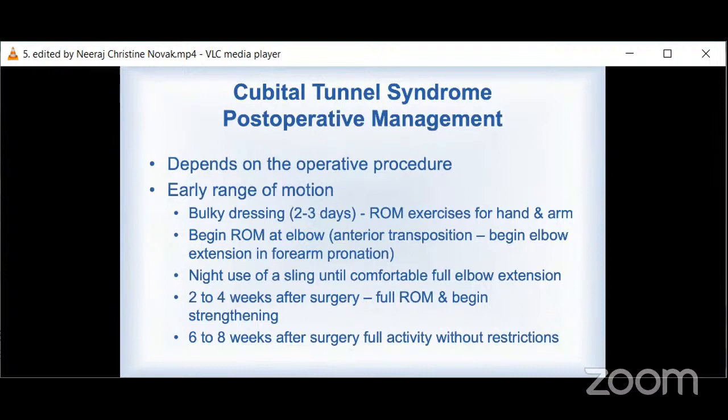We recommend use of a night sling until the patient's comfortable with full extension. Again, it's so that the person gets a better night's sleep and doesn't irritate their arm by going into positions that would exacerbate symptoms of pain at the elbow and operative site. And then 2 to 4 weeks after surgery, you'd expect that the individual would have full range of motion and begin strengthening exercises. Within a couple of months after surgery, full activity without restrictions.